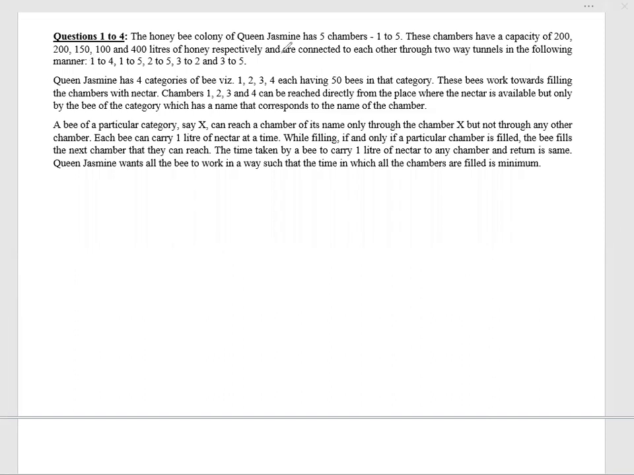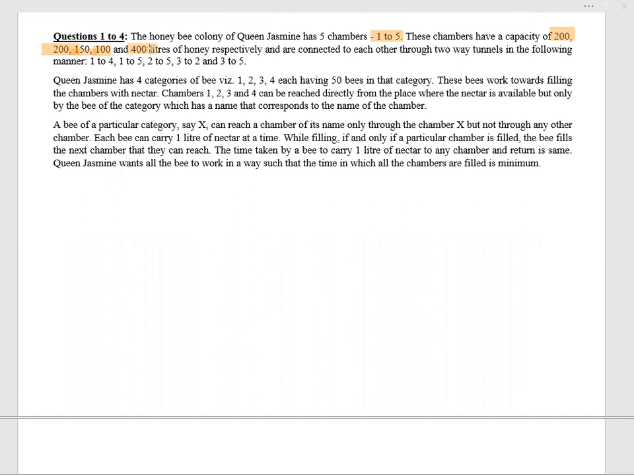Look at this set. What is given? Let us look at the info. 5 chambers, 1 to 5. Capacity is 200, 200, 150, 100, and 400 respectively.